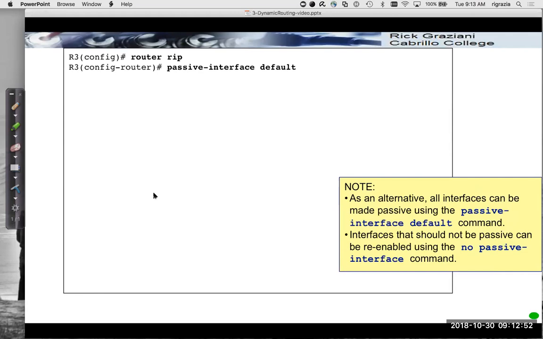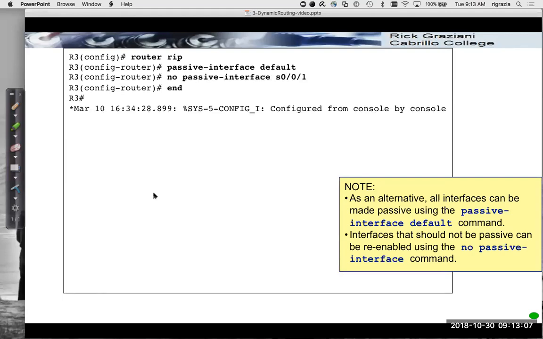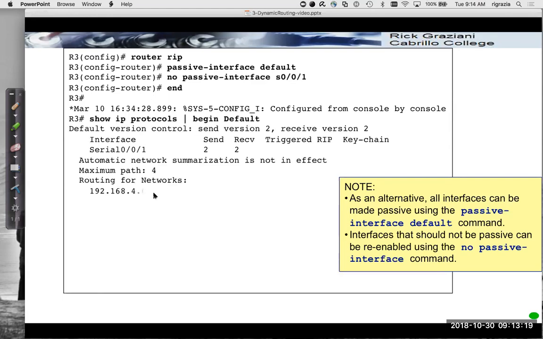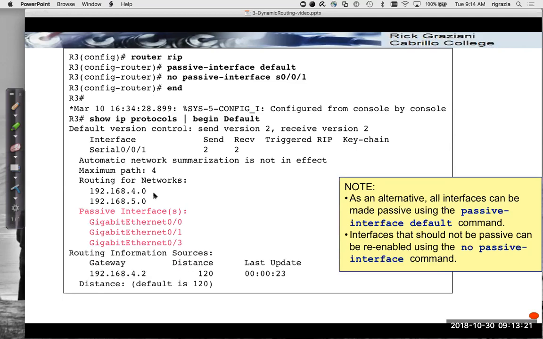Why would you do that? You might do that if the majority of your interfaces are local area network interfaces. Instead of doing a lot of passive-interface commands, it's easier to make everything passive and then just do the no passive-interface command on the interfaces that you want to send and receive updates on. So in this case, let's say we had three LAN interfaces on R3. It would make them all passive, and we just did the serial interface as non-passive.